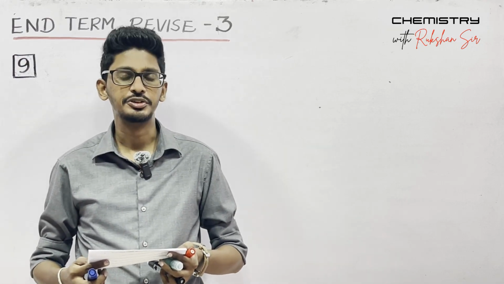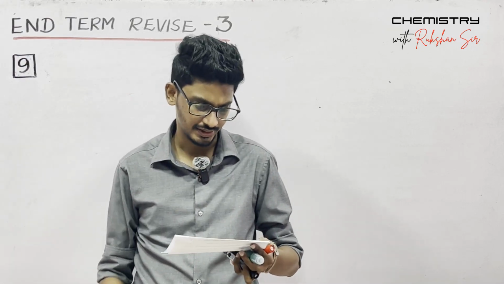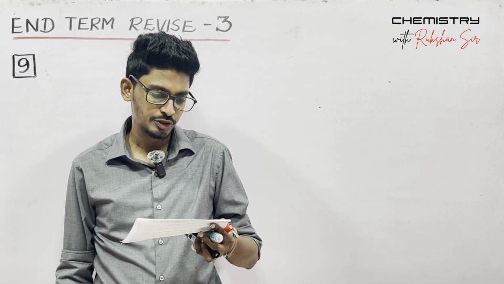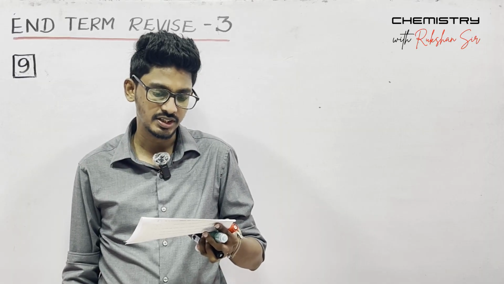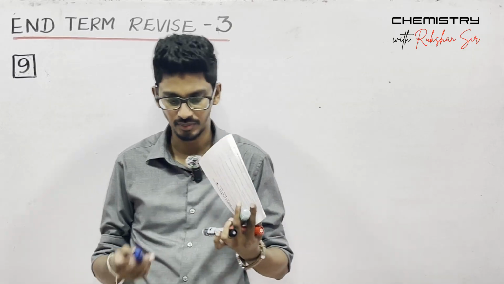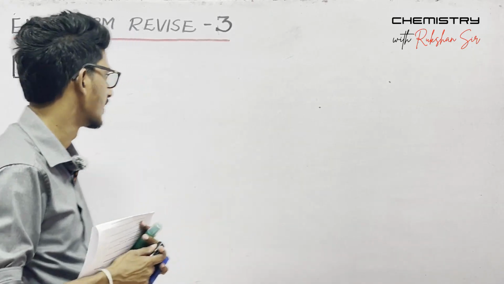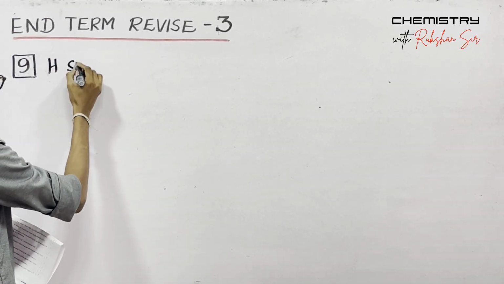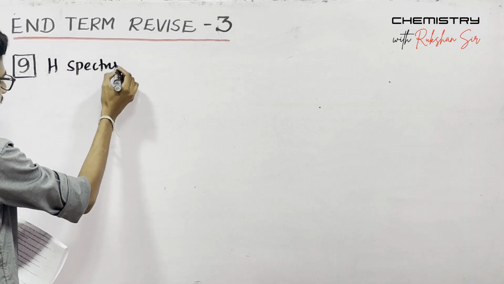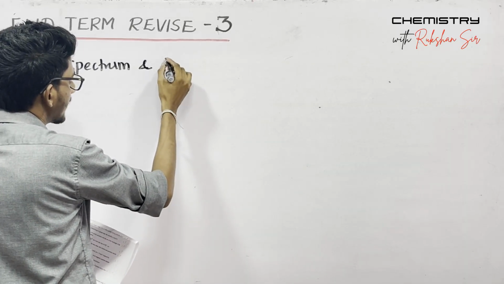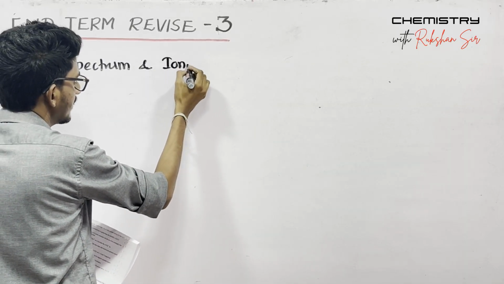Let's discuss about the statement number 9. See what it says. Ionization energy of hydrogen can be calculated with the use of the wavelength of the last line of Balmer series. Last line of the Balmer series. This is regarding the hydrogen spectrum and ionization energy.